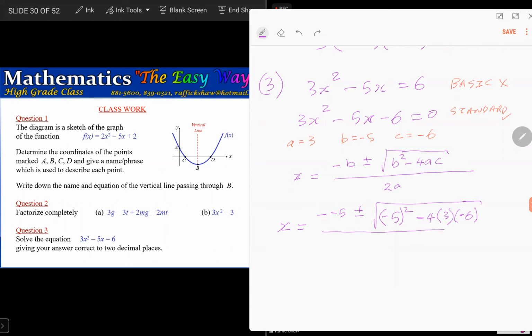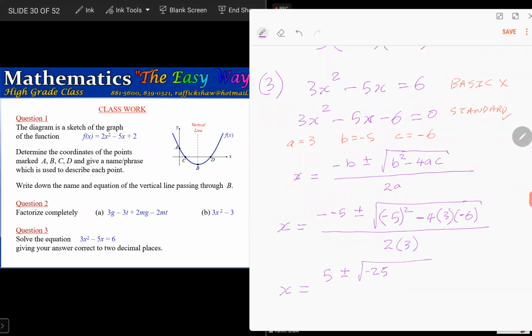And remember now, you're dividing all of this by 2 times the a value, which is 3. All right? So let's simplify the values now. So it's x equals, the minus here is a plus. So that becomes a positive 5, plus or minus the square root. The negative 5 squared here becomes positive 25.